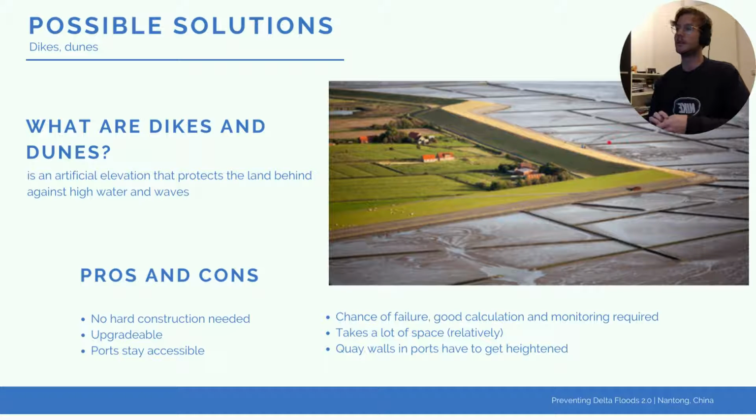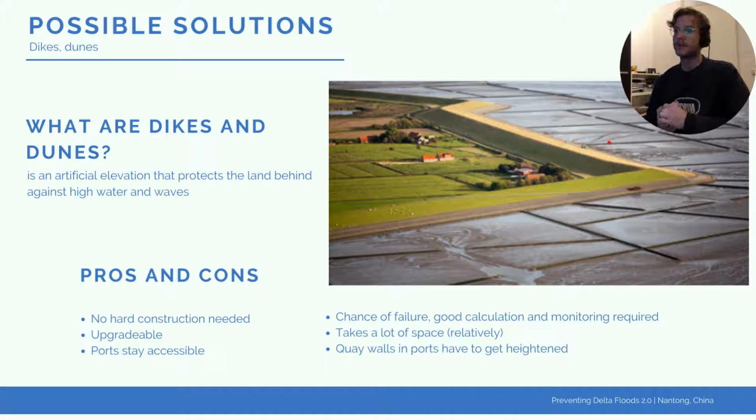Dikes and dunes are an artificial elevation that protects the land behind against high water and waves. Pros are that there is no hard construction needed, which is cheaper, and this results in that it's upgradable whenever you want. So if the water levels rise, you can heighten the dikes and dunes. And another big pro is that the ports stay accessible, and the Yangtze River can remain connected to the sea, so that the vessels don't have to wait for sluices, and natural sedimentation transport will continue.